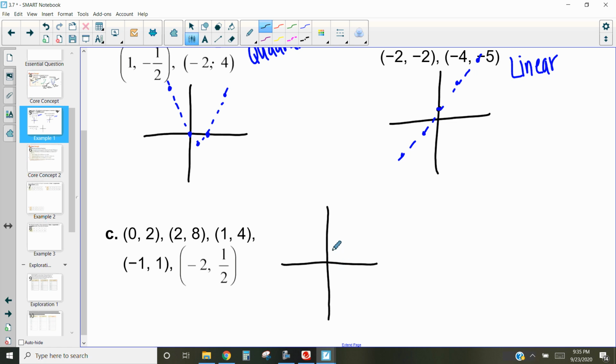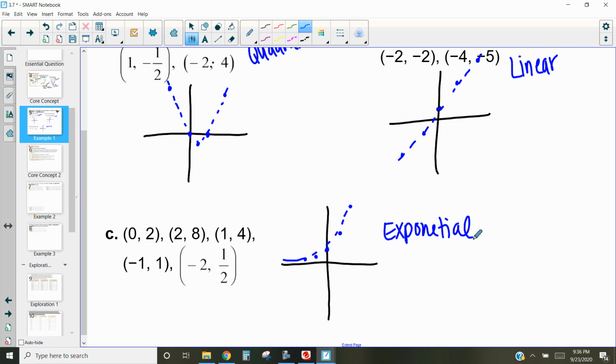I've got 0, 2, at this point right here. I've got 2, 8, so that's going to be way up here. I've got 1, 4. I've got negative 1, 1. I've got negative 2, a half. Do you see how this one doesn't look symmetric like our first one? But it also isn't a straight line. This is going to create that exponential function that we're looking at. Notice how it slowly gets bigger, or gets steeper, the further up we go.